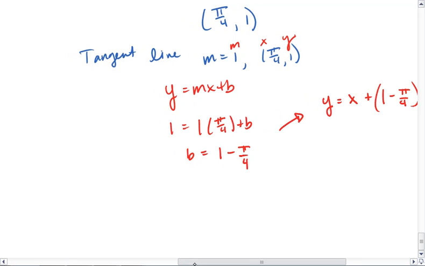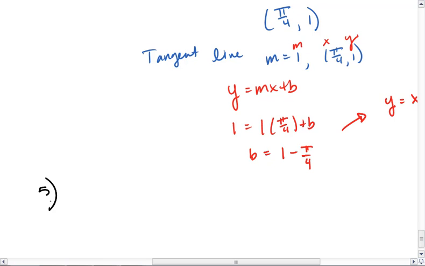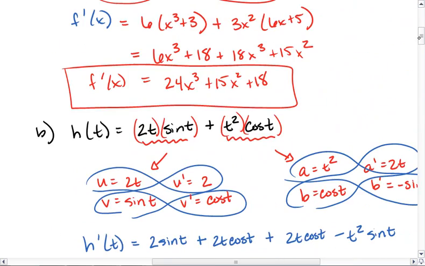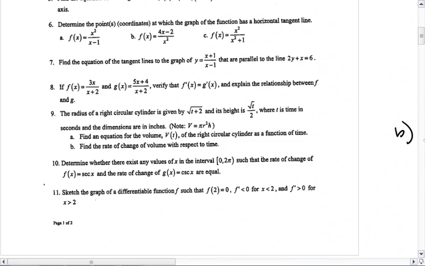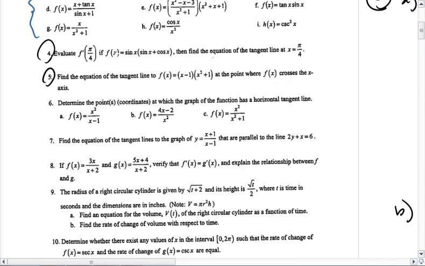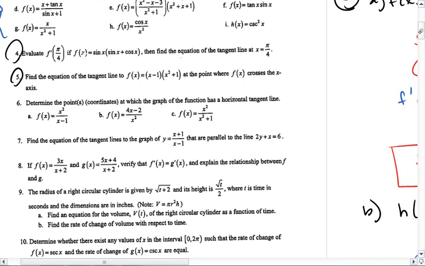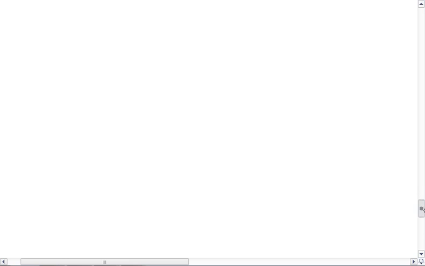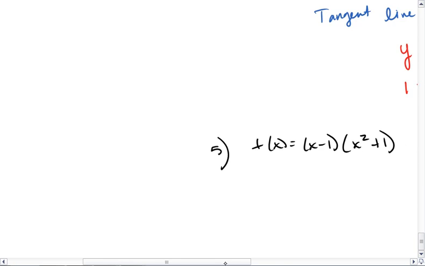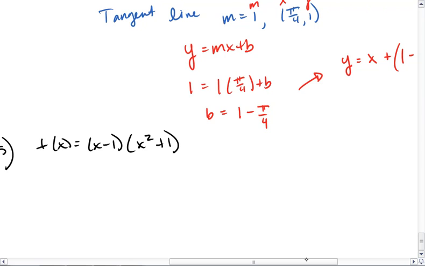Problem 5. I'm given f of x equals x minus 1 times x squared plus 1. Now the original problem wanted us to find the equation of the tangent line to f of x at the point where f of x crosses the x-axis. Okay, this means I want to find the tangent line for f of x at the roots of f of x.